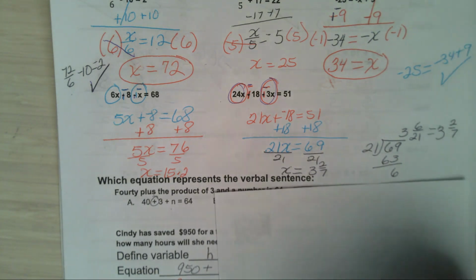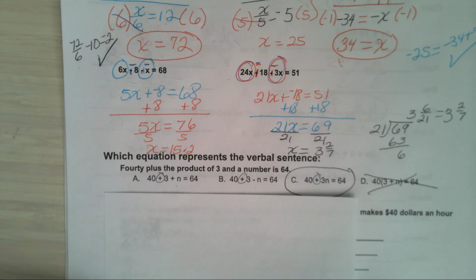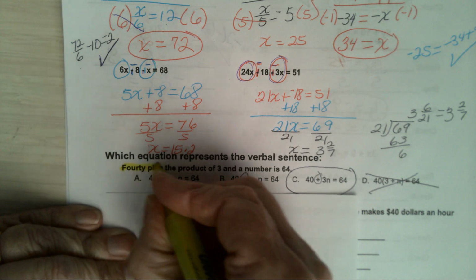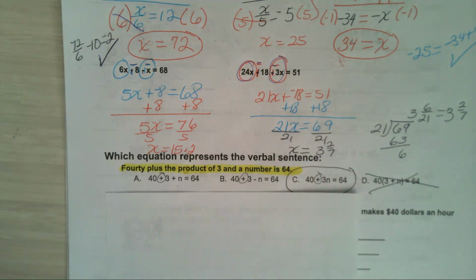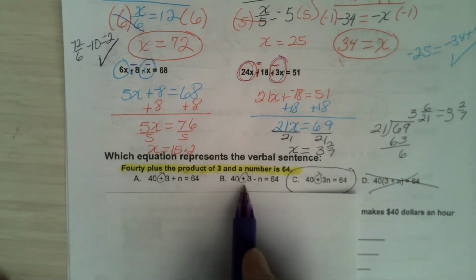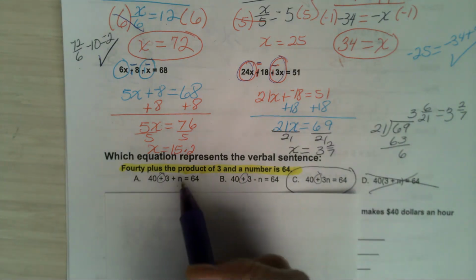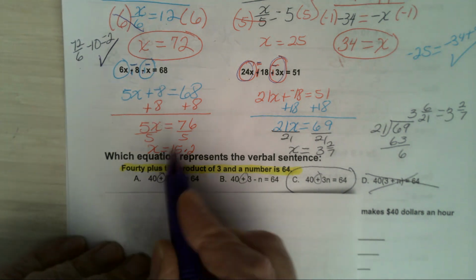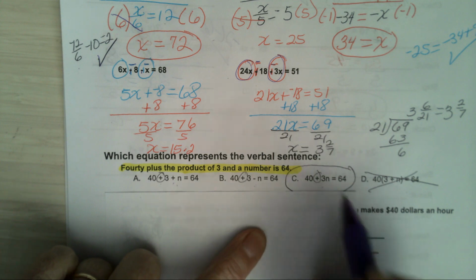Okay, then let's continue. Which equation represents this verbal sentence? The verbal sentence is 40 plus the product of 3 and a number is 64. So 40 plus the product means multiply 3 and a number. So 40 plus multiply. You know that one's not going to be 1. Product means to multiply. Well, that's a plus. That's a subtract. That means multiply. It's going to be C.